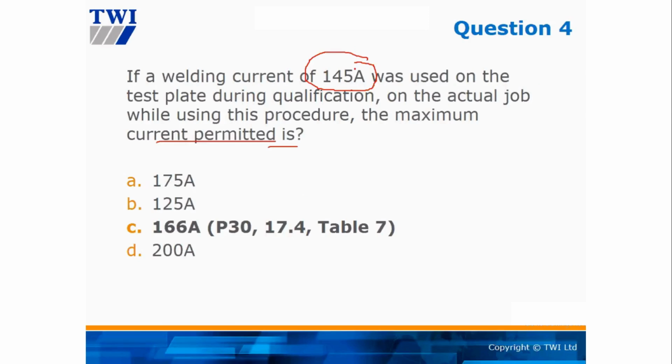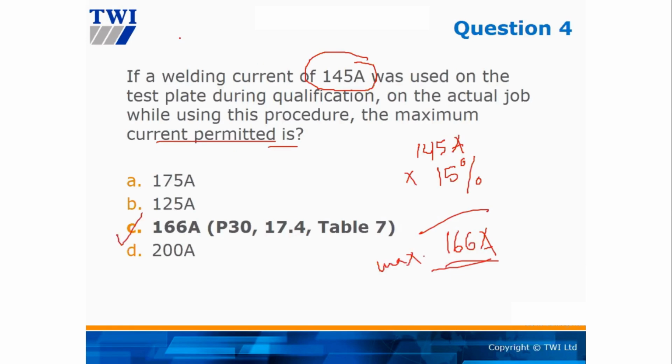So let's say that they're using 145 amps. If we times with 15%, so what we got? 166 amps. So that's the maximum current allowed. Okay? So that's where the answer goes to C. Yeah? All right, number 5.